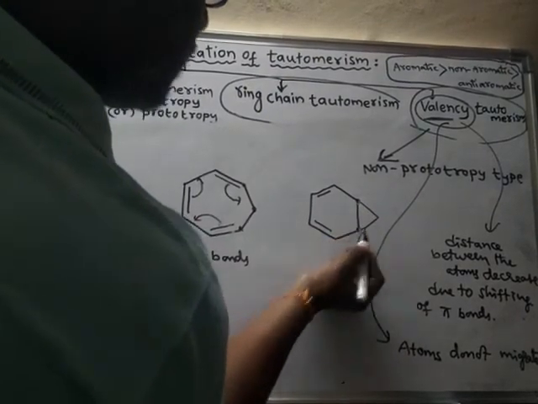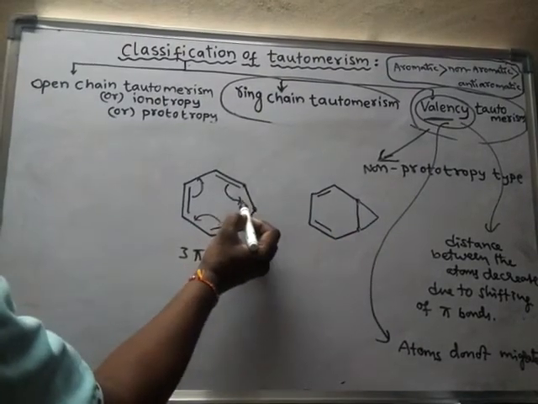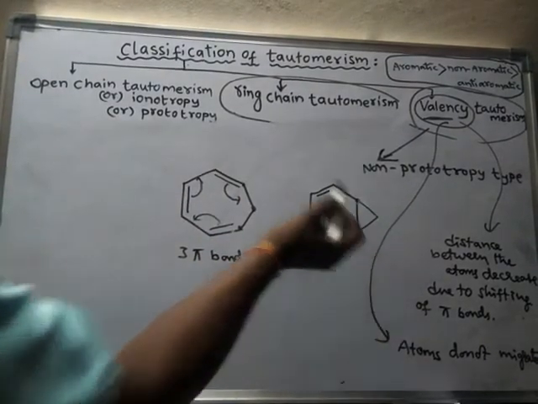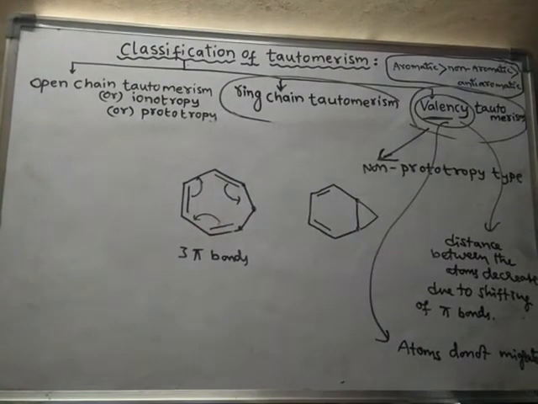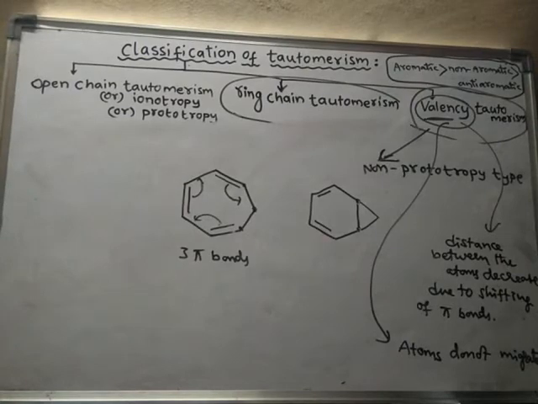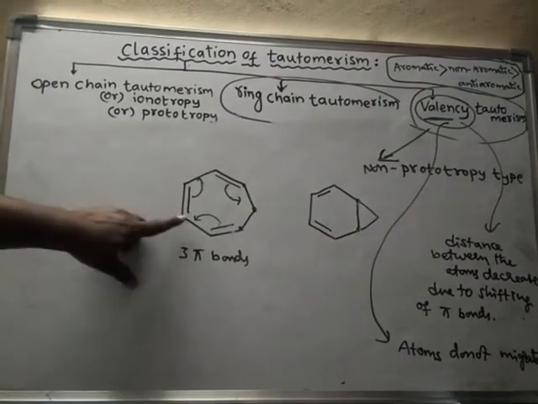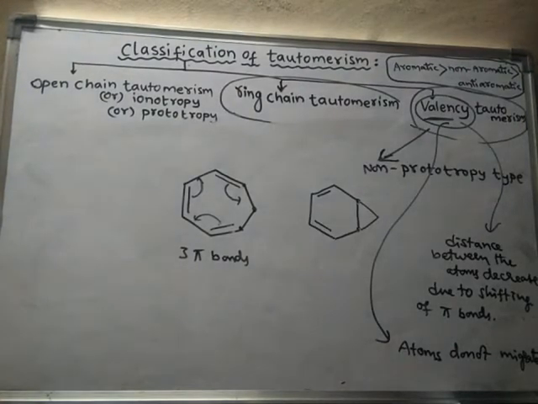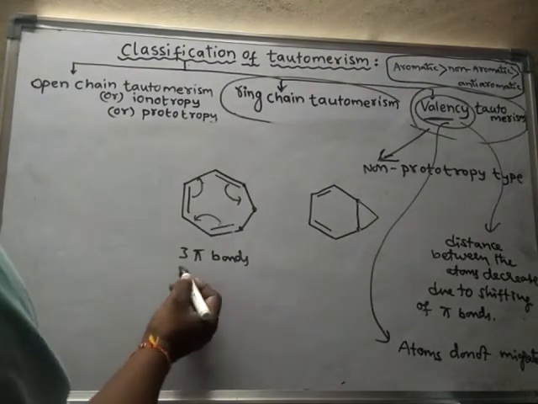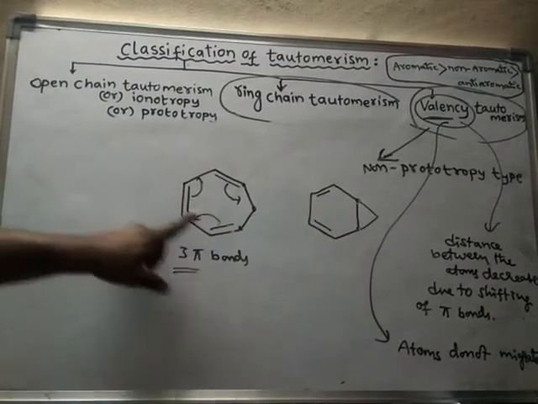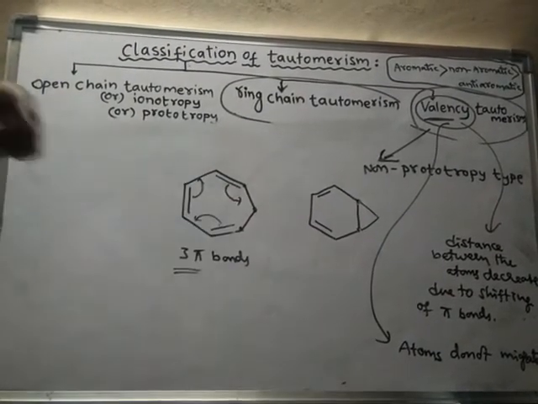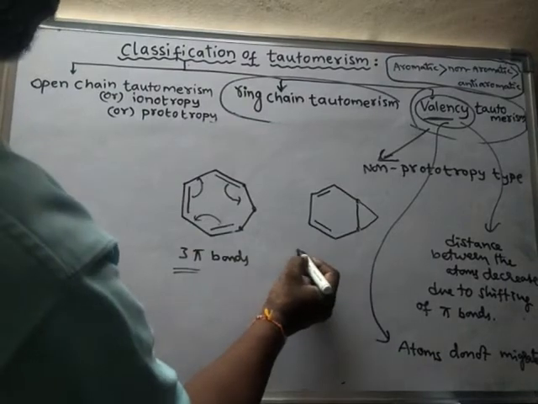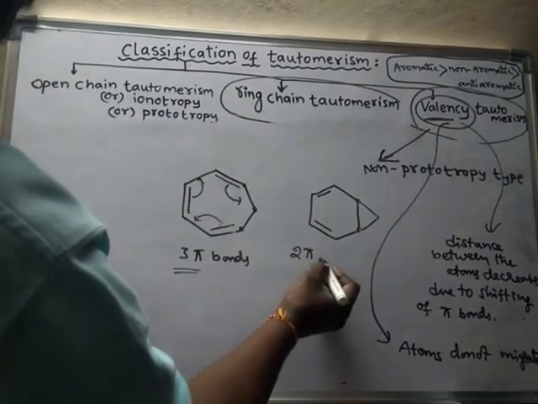Here what happened? Due to shifting of pi bonds, the distance between the atoms is decreased. No atom is migrated. Atoms do not move or shift. Only pi bonds shift. In this compound there are 3 pi bonds, but in the new compound there are only 2 pi bonds and 1 sigma bond.